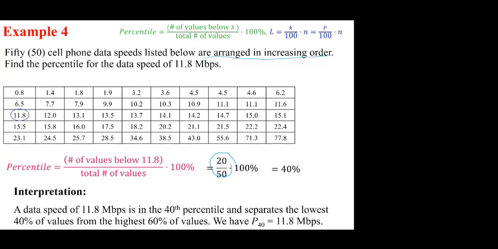A data speed of 11.8 megabit per second is in the 40th percentile and separates the lowest 40% of values from the highest, now 100 minus 40, 60% of values. So we have P40, P sub 40 equals 11.8. All right, we're going to go to the next one.